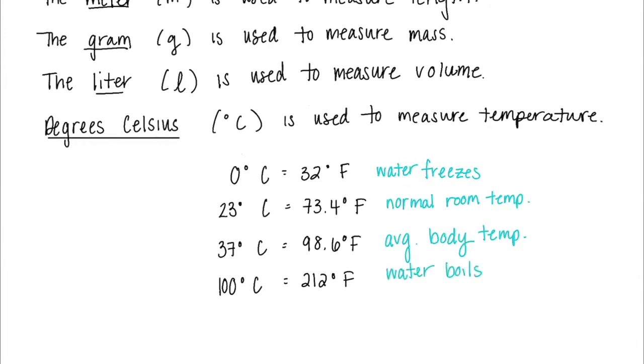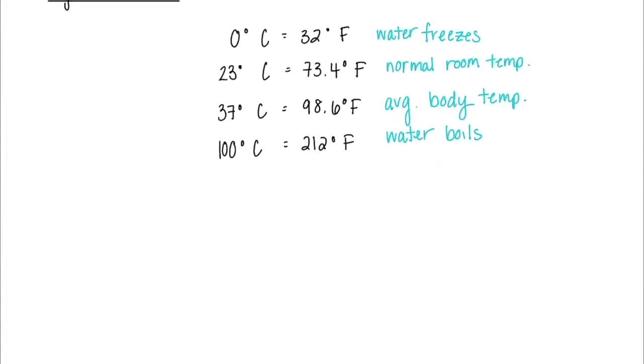So you can see it's kind of nice. 0 to 100 are those extremes. 0 degrees is when water freezes. 100 degrees is when it boils. So that's common for the metric system. Everything is kind of in powers of 10.